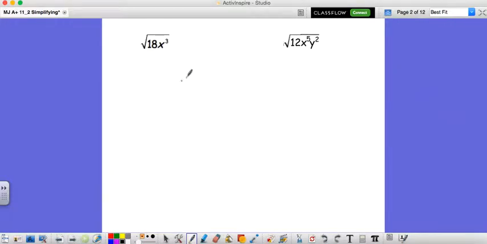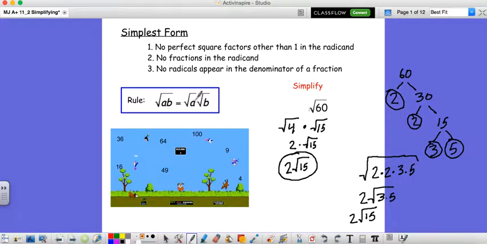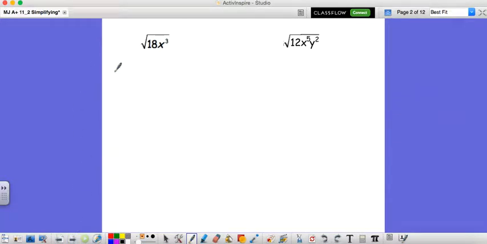Okay, let's move on. Let's do a couple more of these. Now we have the square root of 18x cubed. Well, let's just use this idea from before. Just break some things down. Square root of 18x cubed, well, that's just the square root of 18 times the square root of x cubed. We can do this in pieces, that's fine.